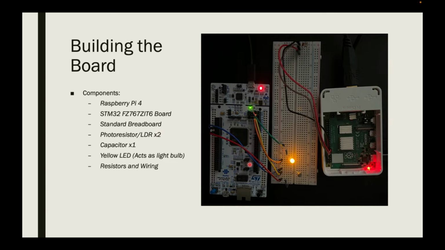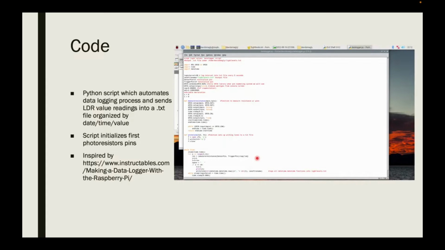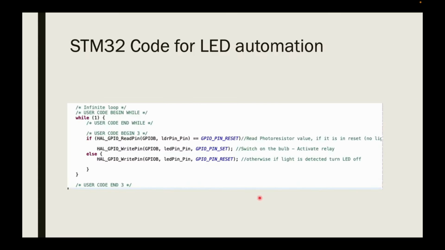So pictured here is a Python script which automates the data logging process and sends the LDR value readings into a .txt file organized by the date, time, and value. The script is set to create a new log and to log a new entry every 30 seconds. And this would later allow us to better understand our light usage and potentially adjust accordingly.